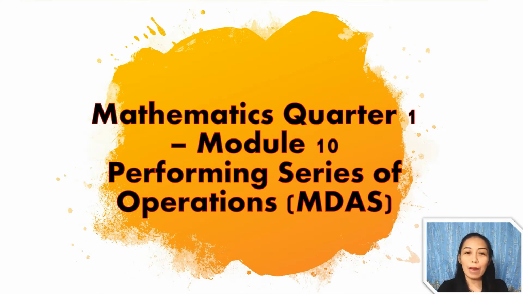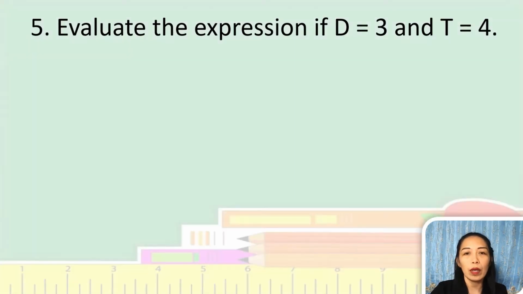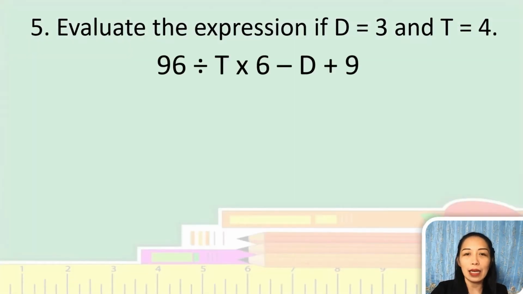For today's episode, we are going to talk about Mathematics Quarter 1, Module 10, which is Performing Series of Operations, and we call it MDAS. Let's get started. This is taken from your pretest number 5. Evaluate the expression if d is equal to 3 and t is equal to 4. Let's solve 96 divided by t times 6 minus d plus 9.